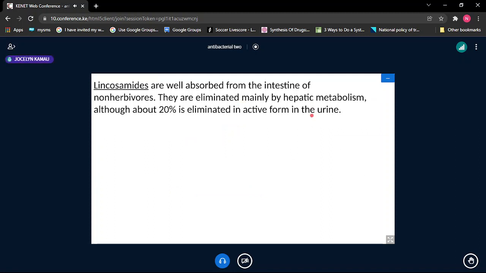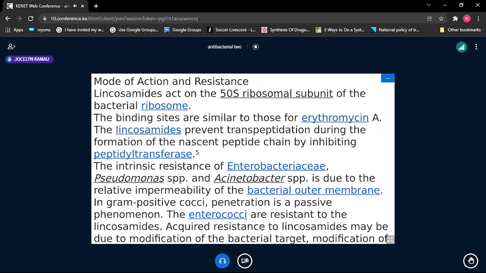They are well absorbed from the intestine. They are eliminated mainly by hepatic metabolism through oxidative N-dealkylation, although about 20% is eliminated in active form. So the main method of metabolism, as we have said, is oxidative N-dealkylation.